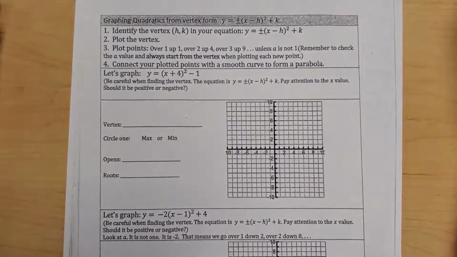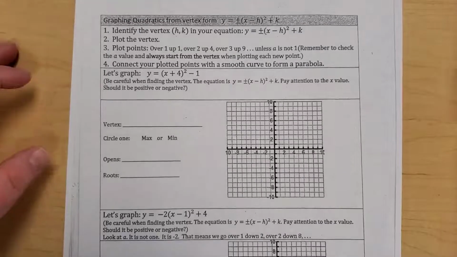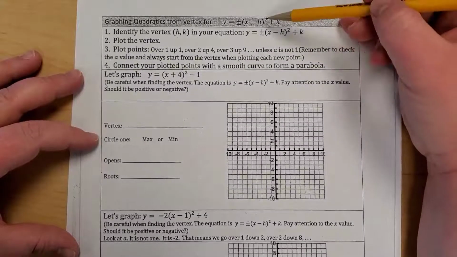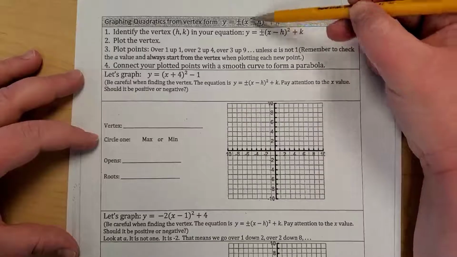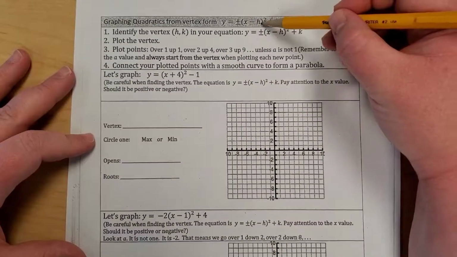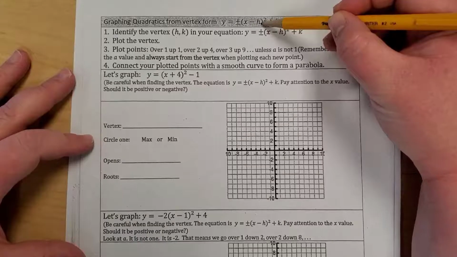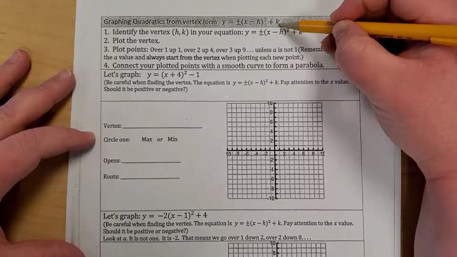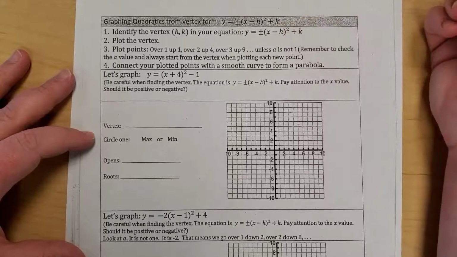Hey guys, in this video, we are going to learn how to graph quadratics from vertex form. So if you remember in the last video, we talked about how you can get the vertex from the h that goes here and the k that goes here. So the h, the opposite of that number, is always the x value of your vertex, and the k is your y value of the vertex. So when you're doing these types of problems, you always want to find the vertex first and then plot it.